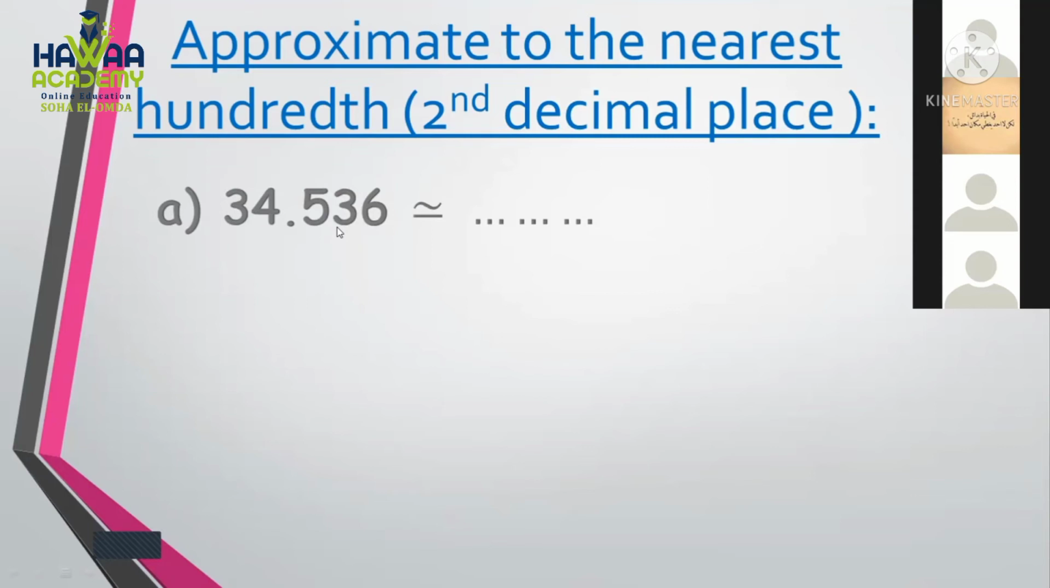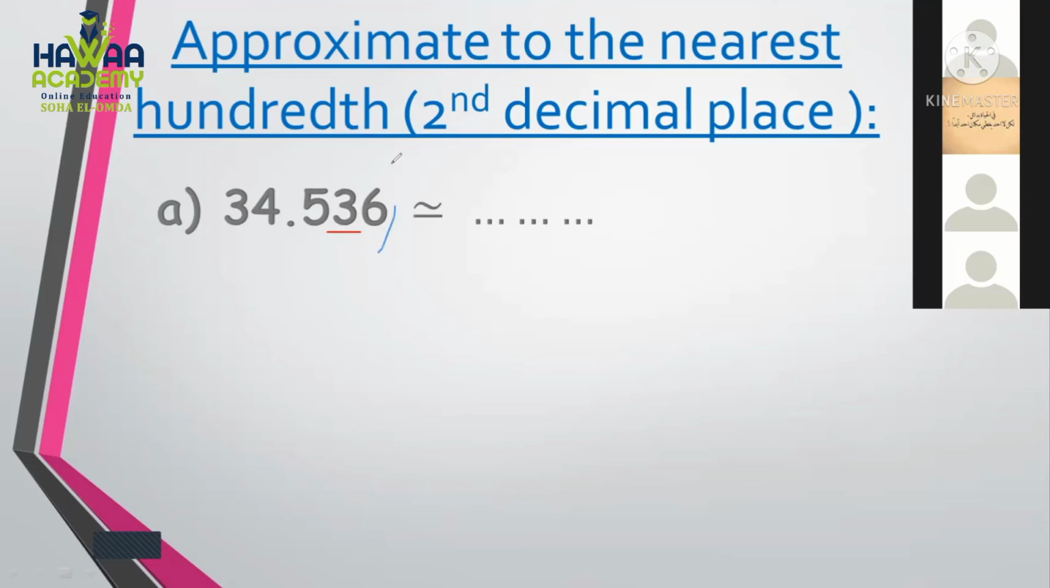Okay. Here, he told us to approximate to the nearest hundredth. So we have to underline the hundredth. The hundredth here is what? The 3. So we have to underline the 3 and circle the next digit on the right-hand side. Circle the next digit, which is the what? Circle the 6. We have to circle the 6.